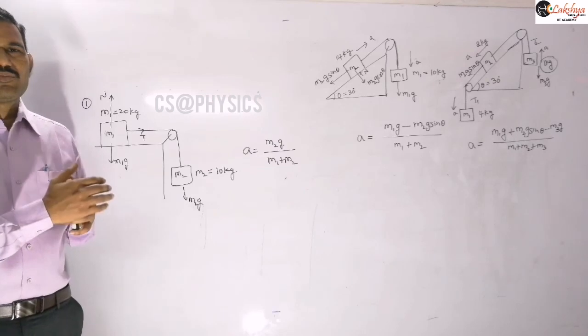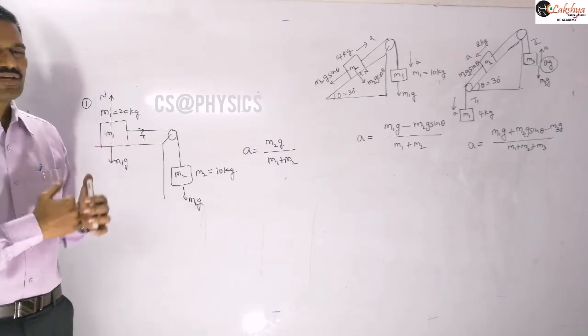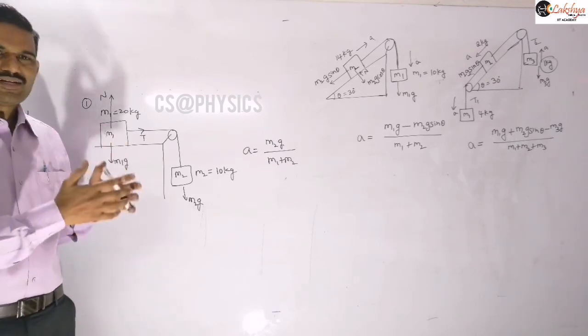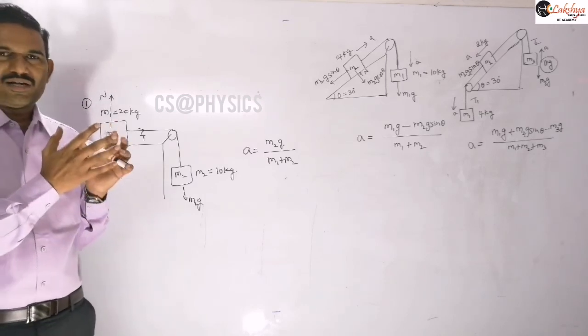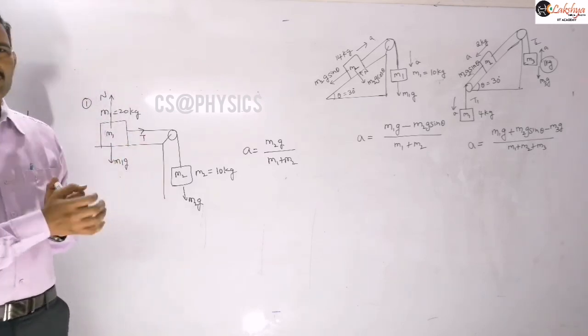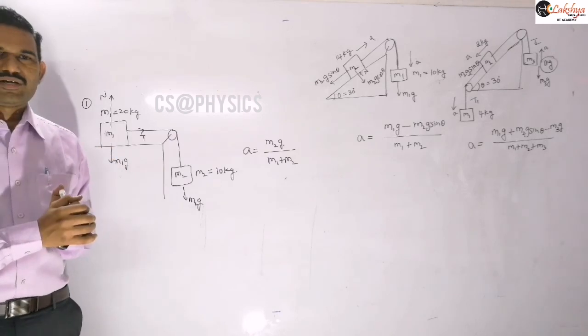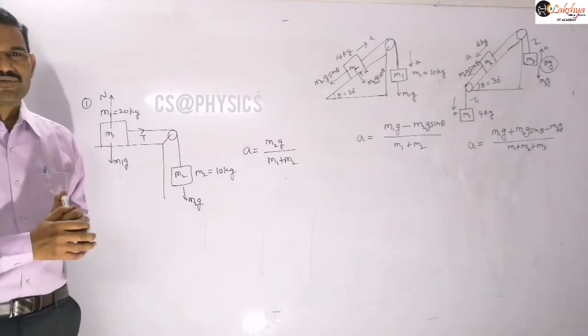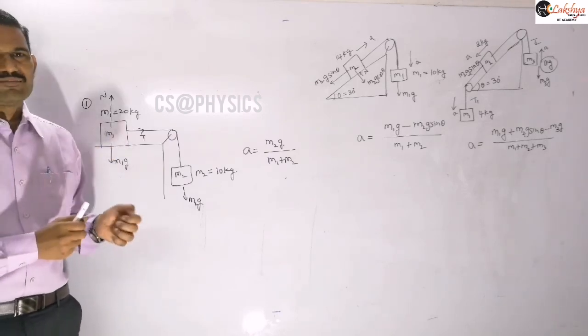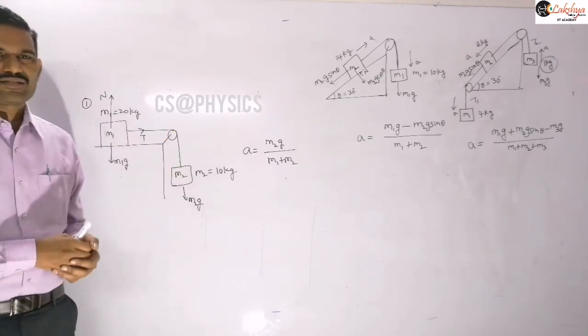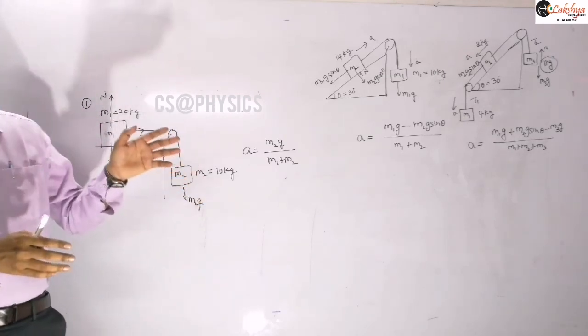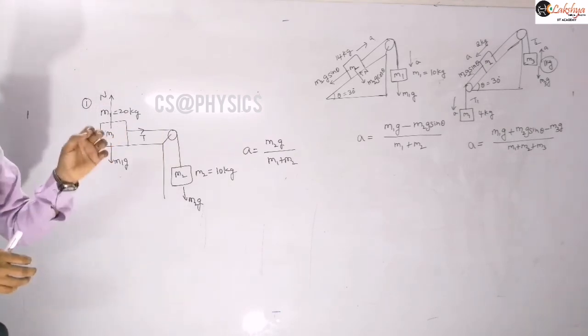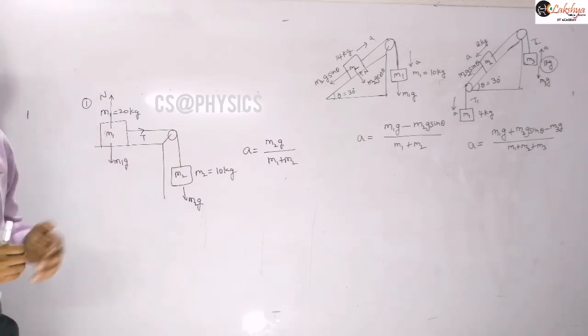That means drawing the free body diagram and writing the force equations every time is not needed. But definitely it has to be known to everyone. Everyone should be able to write the free body diagram and the force equation for each block. To reduce the calculation time, you can write the acceleration of the system directly. If you know that, you can solve the question quickly.